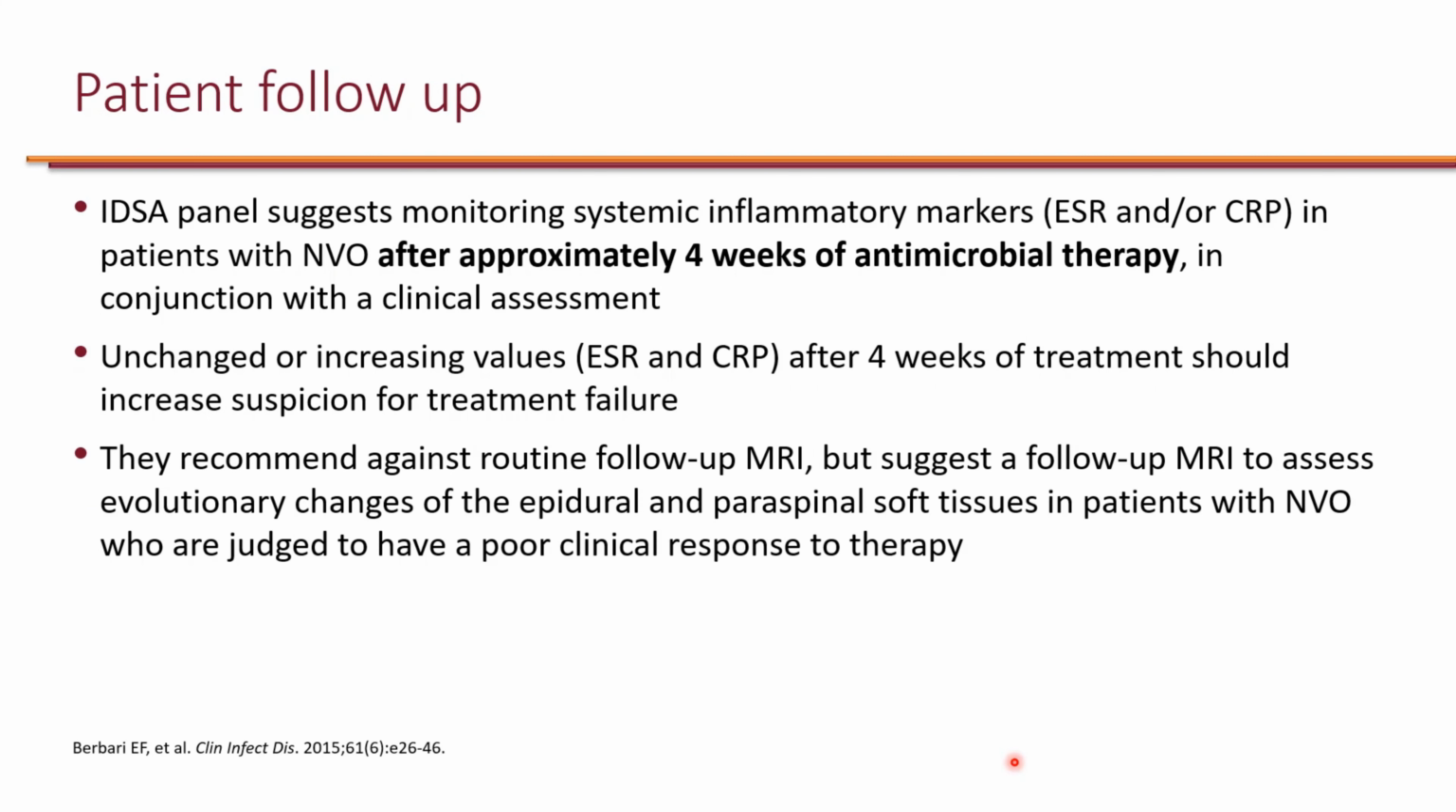infections. The 2015 IDSA guidelines for native vertebral osteomyelitis recommend monitoring systemic inflammatory markers, specifically ESR or CRP, after approximately 4 weeks of antimicrobial therapy. If after 4 weeks of treatment with antibiotics, ESR and CRP are unchanged or worse, increasing, then there should be a suspicion for treatment failure.